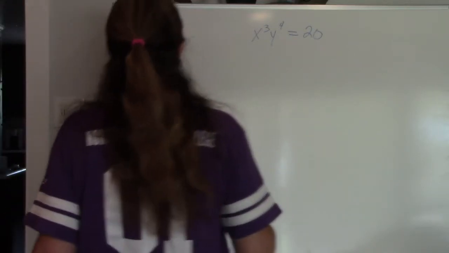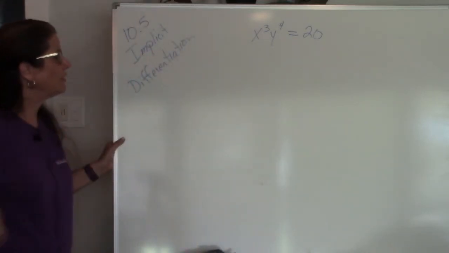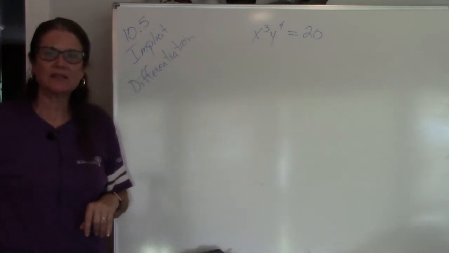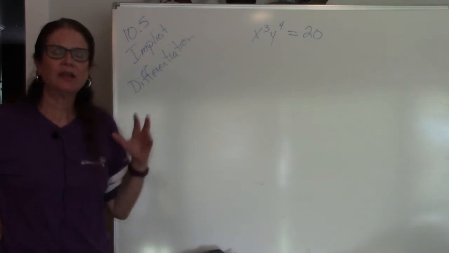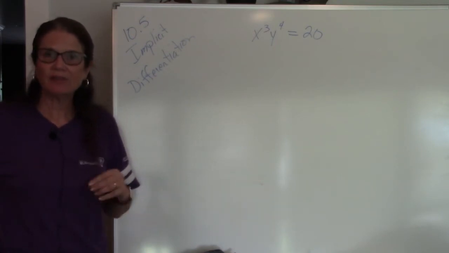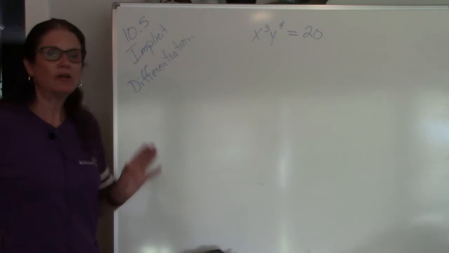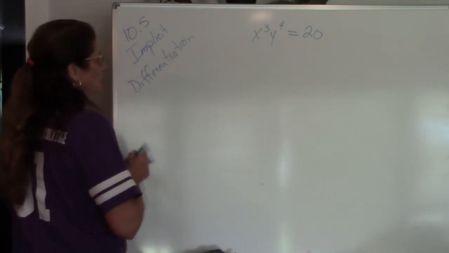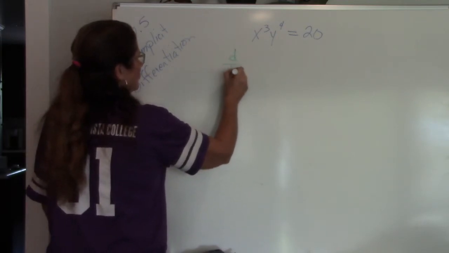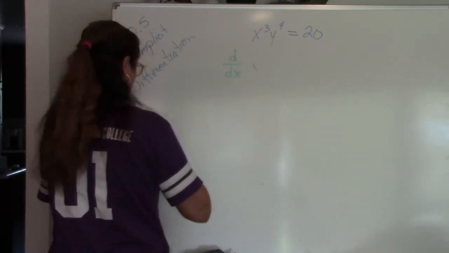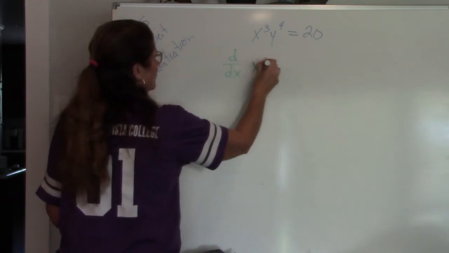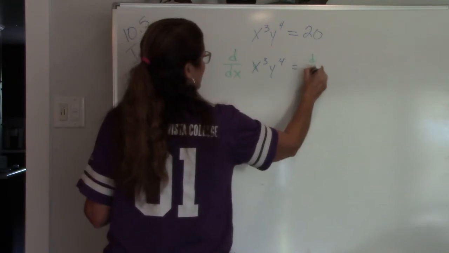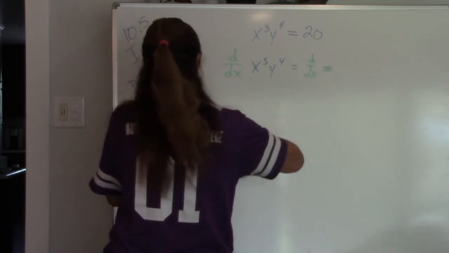All right, so we're still on implicit differentiation. I have another function. I know it's implicit because I have an x and a y in the same function, so I know I'm going to have to implicitly differentiate, find the derivative implicitly. All that means is I'm going to walk through my process. So first things first, I'm going to find the derivative in terms of x of x cubed y to the fourth equals, find the derivative in terms of x of 20.